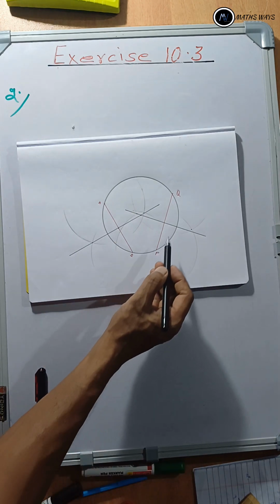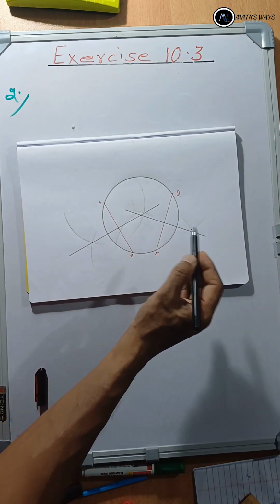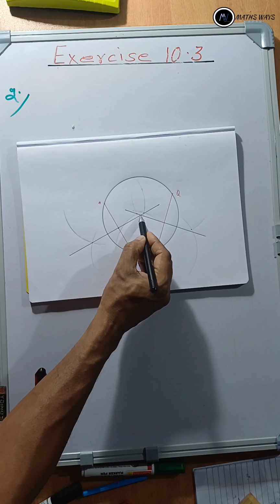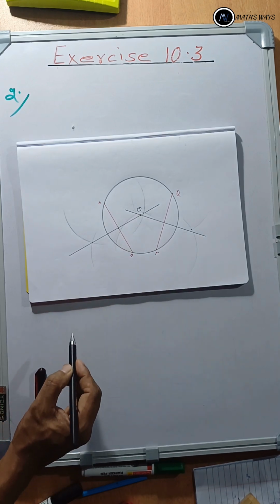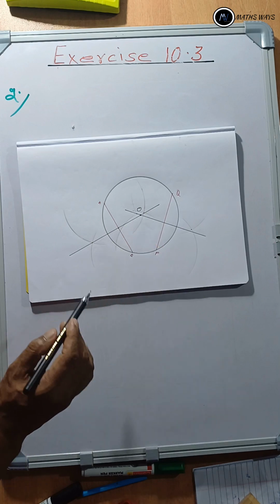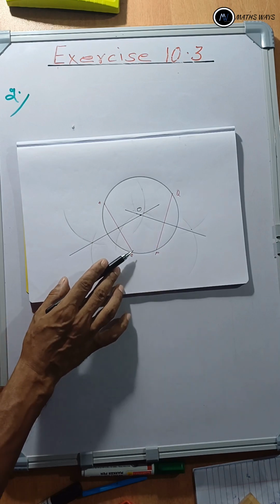So these two bisectors intersect at this point. See, look here. This is the center of this circle, center O. This is the center. In this way, we are finding the center of the circle.